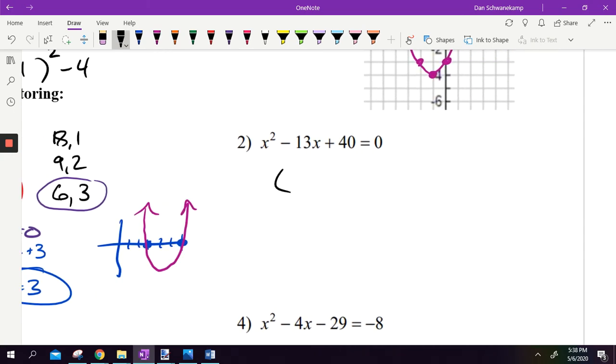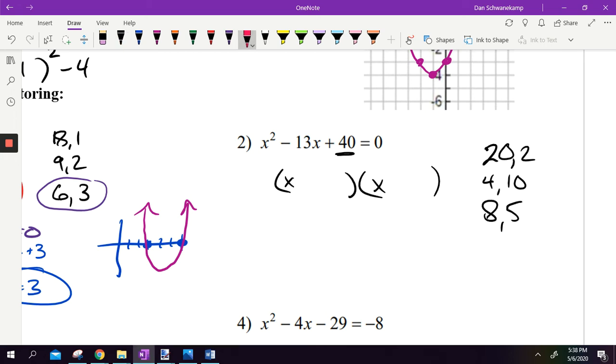Let's do another one. So this is the same thing as the front side. We're just doing more practice. Two numbers to get 40. How about 20 and 2? That's not it. 4 and 10. That's not it. What other numbers am I missing? Oh, the easy one. 8 and 5, perhaps. There we go. 8 and 5. Oh, yeah, that's going to get me negative 13. Negative 8 and negative 5. That'll add together to get negative 13 and multiply to get positive 40.